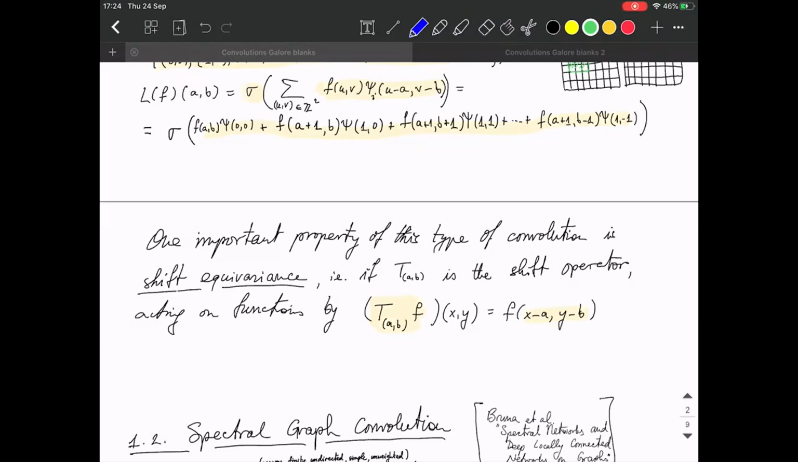And this shift operator is what allows us to define the convolutions, right? So we can write the convolution (f star g)(u,v) as the integral over, well, let's stick to Z^2, so this is just a sum over (a,b) of f(a,b) times T_(a,b) g evaluated at (u,v), right?